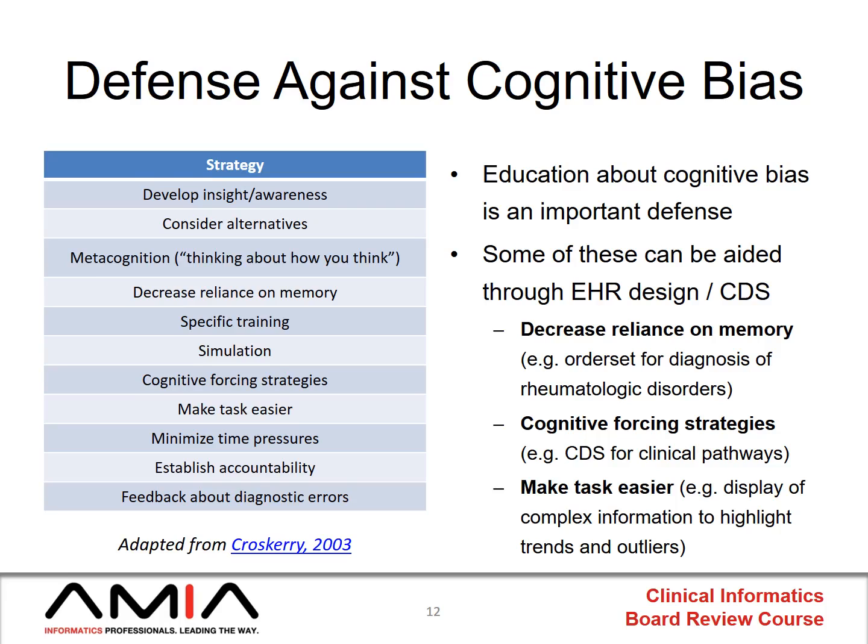And finally, making specific tasks easier. So if certain decisions require complex information being displayed in a very specific way, or if you can make the decision more easily because a piece of abnormal information is called to your attention, that's certainly within the realm of clinical decision support and something that we can help with to prevent cognitive blind spots.